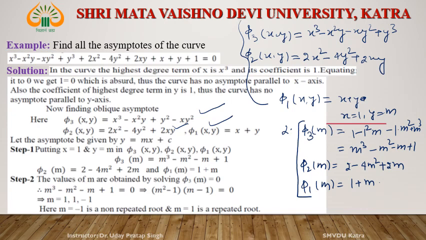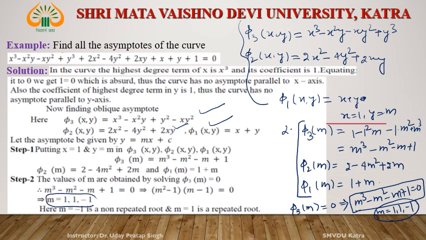What is the value of m? For the value of m, phi 3 m is equal to 0. This gives m cube minus m square minus m plus 1 is equal to 0. Solve this third degree equation. We get the roots of this equation. It means m is equal to 1, 1 and minus 1, right? Now here two cases arise. Number 1, minus 1 is a non-repeated root and 1 is a repeated root, right?